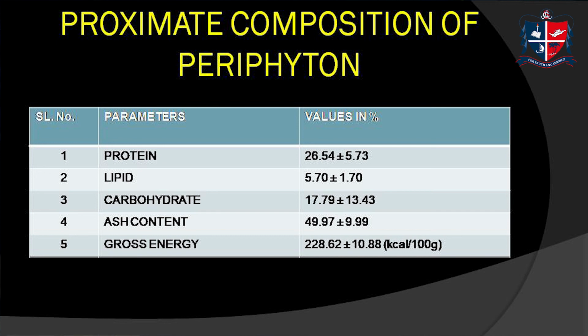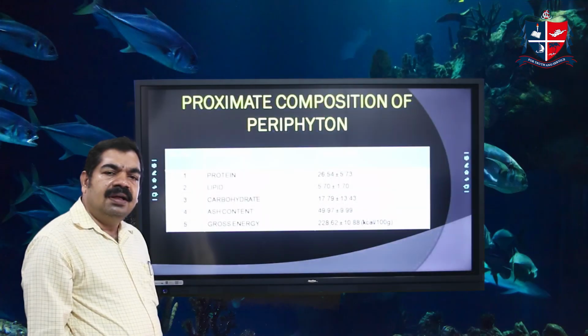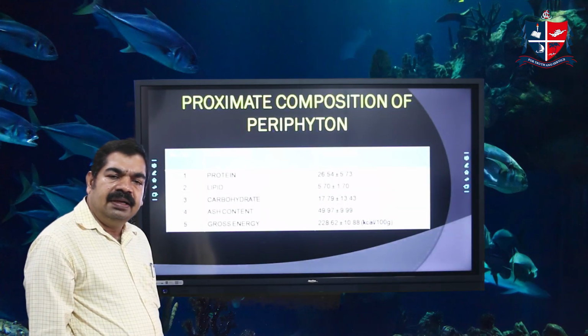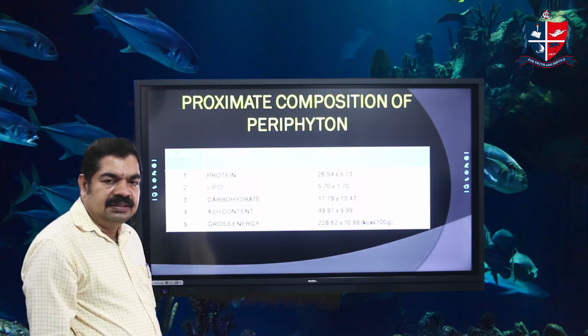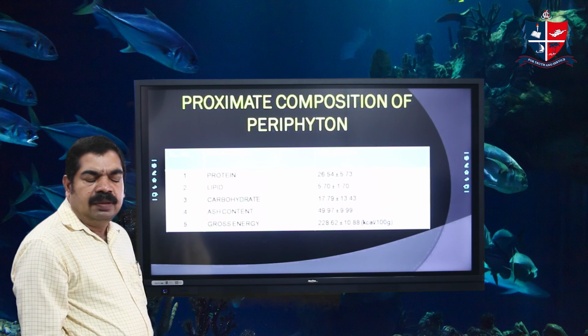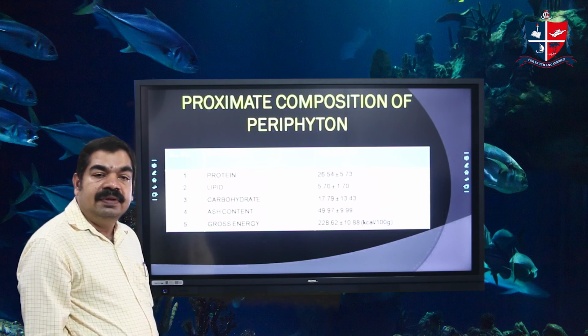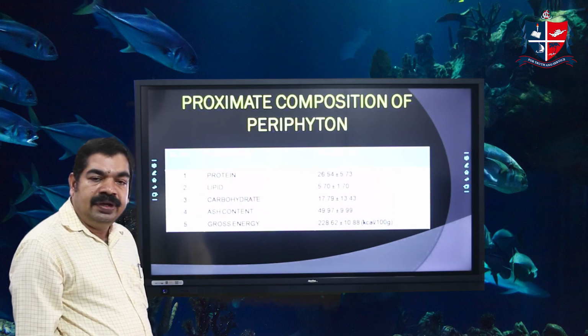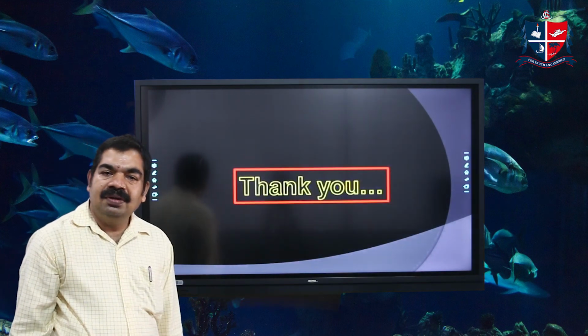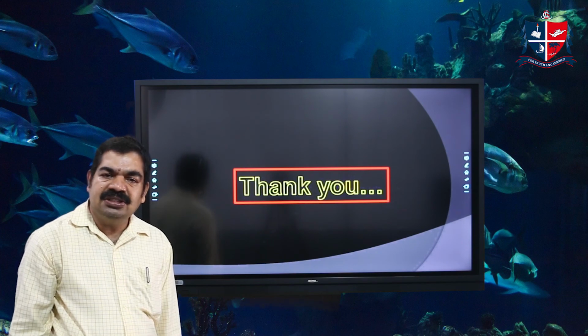And finally, the gross energy level of periphyton has been calculated, and it has been estimated that a value of 228.62 plus or minus 10.88 kilocalories per 100 grams of periphyton has been obtained from this community as far as the energy is concerned. So this is with respect to the proximate composition and also the energy level of the periphyton community. So this is all about periphytons and their advantages. Thank you.